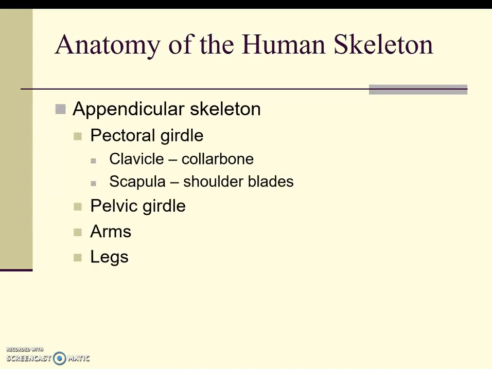The other part of the skeleton is called the appendicular skeleton. The appendicular skeleton is for movement. So it's all the different bones that play a role in our ability to walk and run and sit down and lay down and all that.